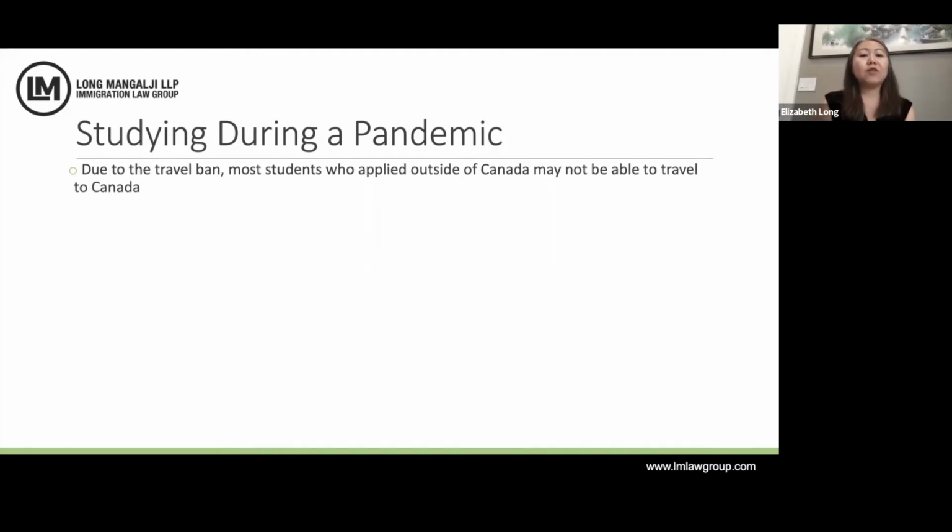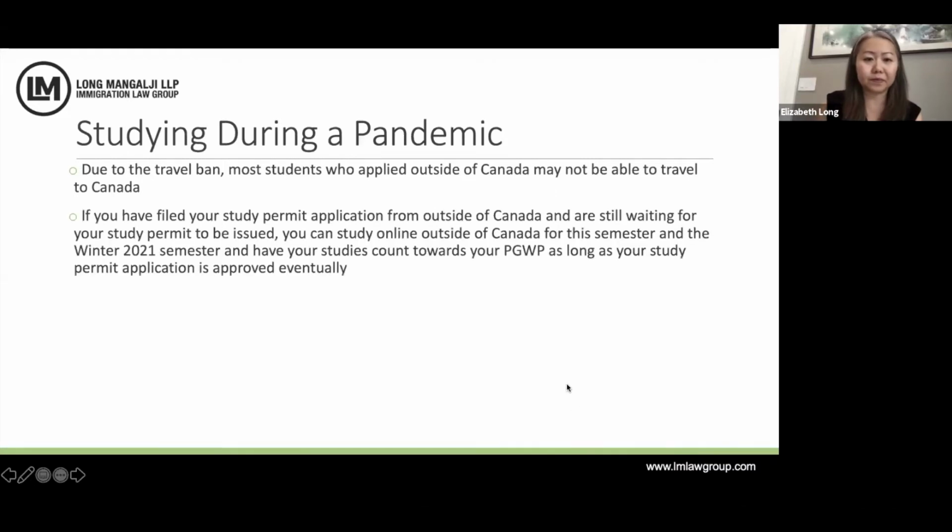So first of all, if you are outside of Canada, you will already know that for the most part, if all of your classes are online, you're not going to be able to come into Canada right now, just based on your study permit. Even if you have a study permit approval, they likely won't let you in. If you have filed your study permit application from outside of Canada, you are still outside of Canada, you're waiting for your study permit to be issued, you can study online outside of Canada for this semester and have your studies count towards your postgrad work permit, as long as your study permit is eventually approved.